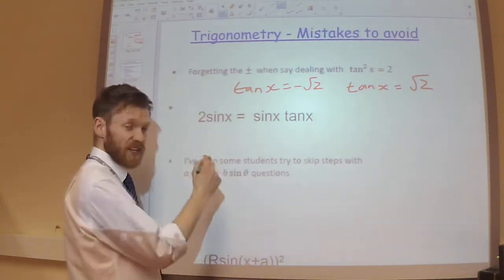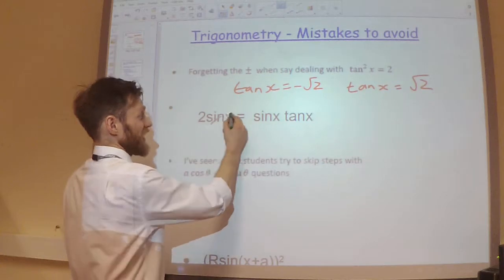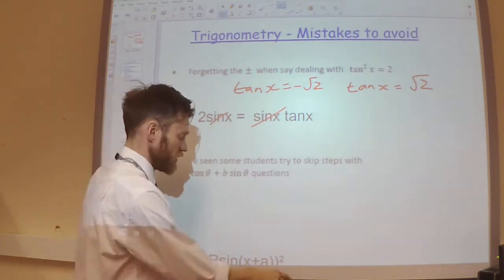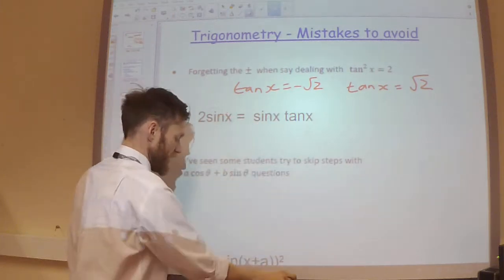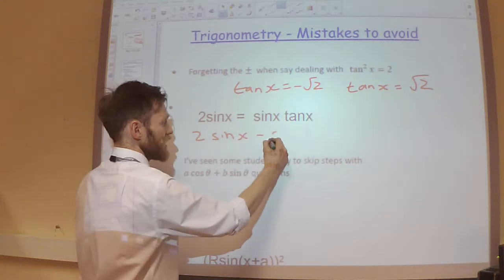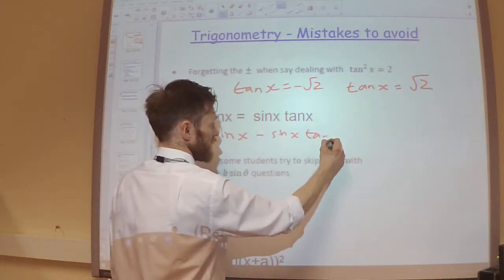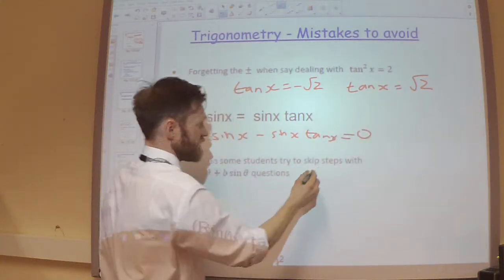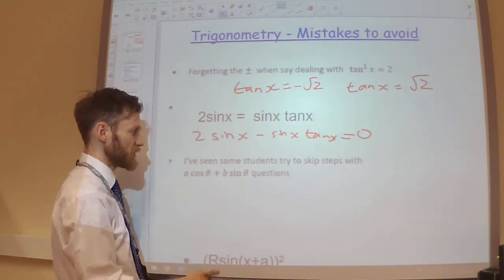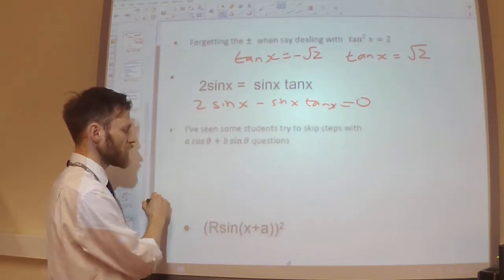Next tip, another really common mistake is students cancel signs without really thinking about it. Don't do that, you will lose solutions. Make sure you put everything onto one side, so 2 sine x minus sine x tan x equals 0, factorise the sine and then solve from there. So be really careful about that.